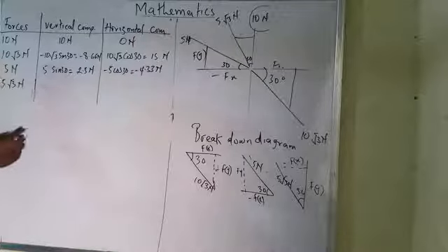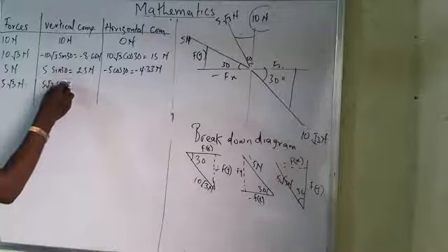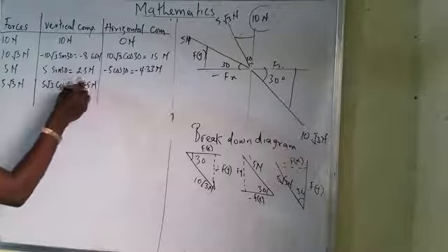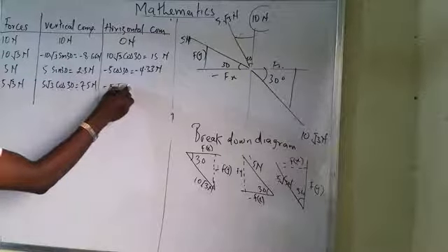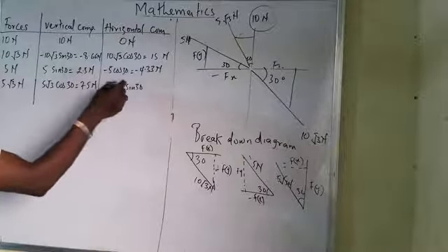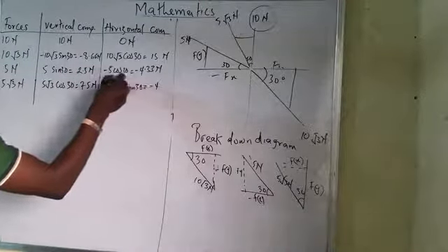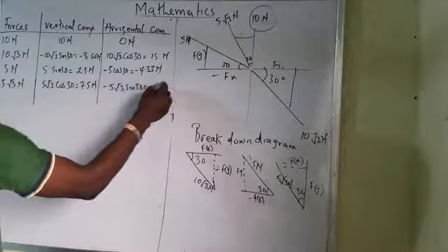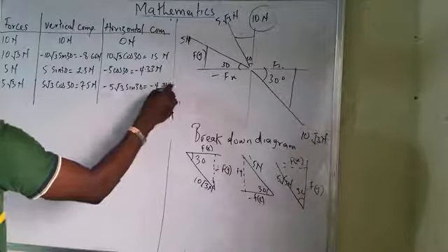And also I'll move on to the next one, which is 5 root 3 Newton. I'll have 5 root 3 cos 30, which is 7.5 Newton, and minus 5 root 3 sin 30, which equals minus 4.33 Newton.